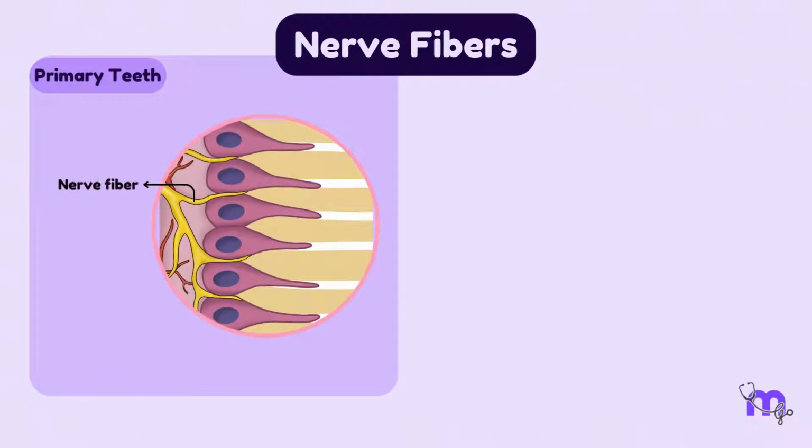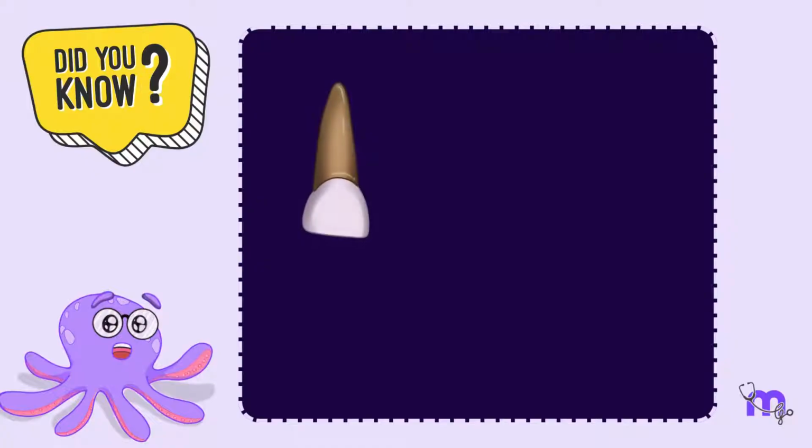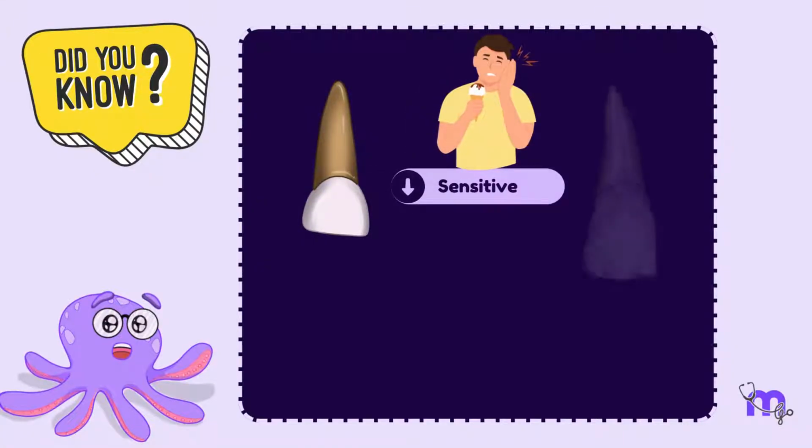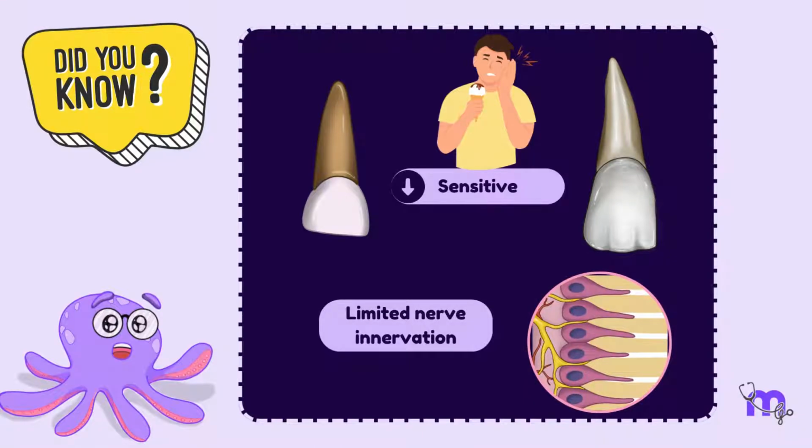The nerve fiber terminated in the odontoblastic region as free nerve endings in primary teeth, while the nerve fibers in the permanent teeth terminated within the odontoblast and beyond, reaching the predentin. Did you know? The primary teeth are less sensitive when compared to permanent teeth because they have fewer nerve innervations.